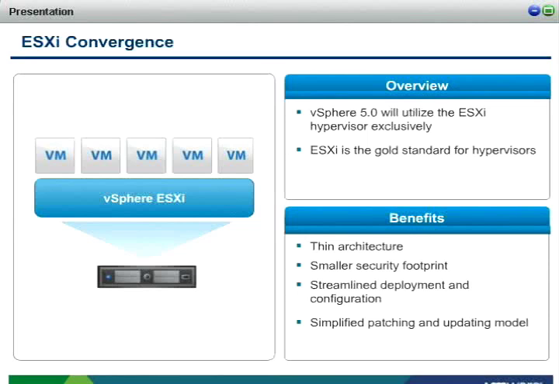And the reason that we've done that is this architecture is the thinnest architecture in the market. Because it is the thinnest architecture, it provides a more secure environment. It also provides a more performant environment, as well as the ability for us to streamline configurations, deployments, patching, updating, all that type of stuff becomes tremendously simplified by having this architecture. And so really when you look at ESXi, we consider this the gold standard in hypervisors in the market today. And so when people move to 5, they're going to need to use this ESXi architecture.